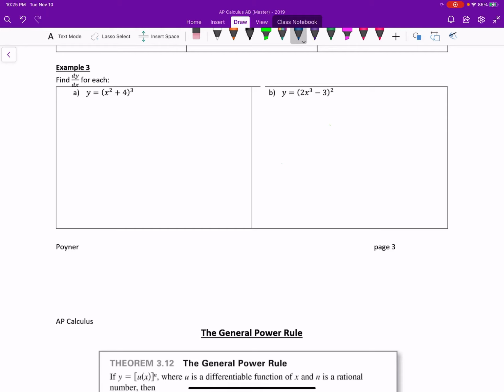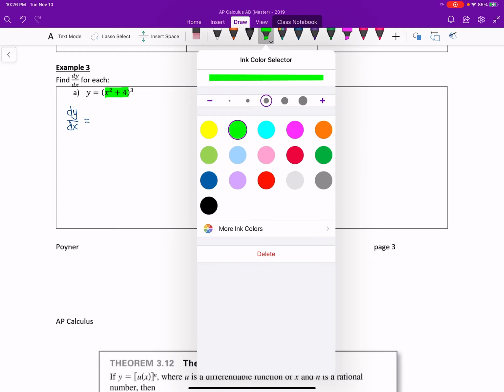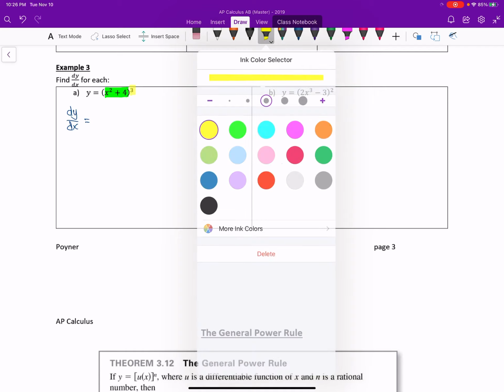Okay, so let's try some examples. So the first one, we're taking the derivative, dy dx. We have an outer and an inner function. So the inner function here is in here, and the outer function is the power.